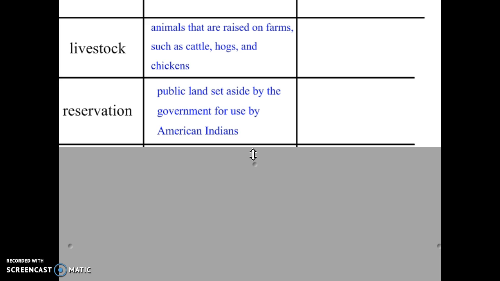Reservation. Now, this is a word that has more than one meaning. For social studies and from this text, it meant public land set aside by the government for use by the Indians. This definition makes it seem like such a nice thing, but obviously we know that the white settlers took the land from the natives unfairly, and that really we weren't doing them any favors by giving them a little bit of land back. Okay.